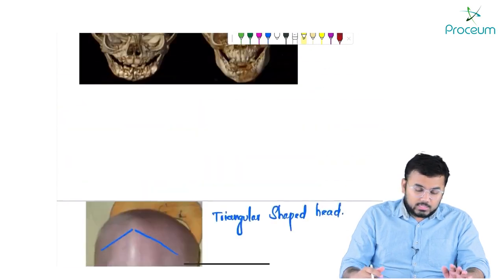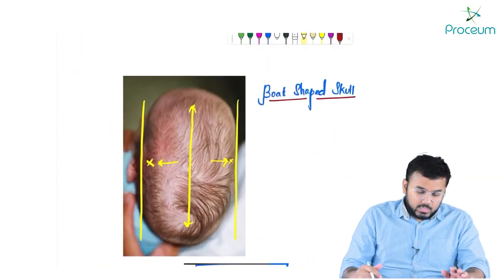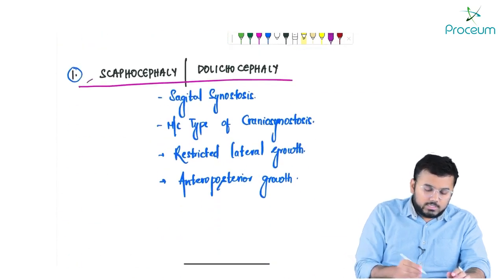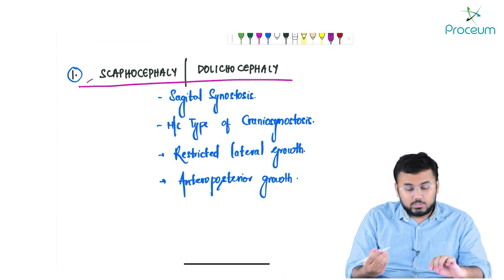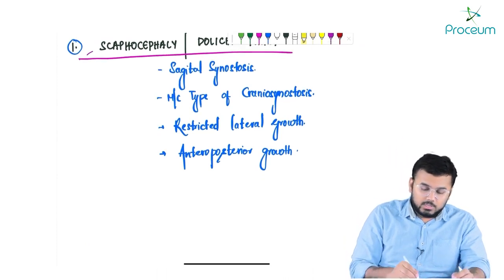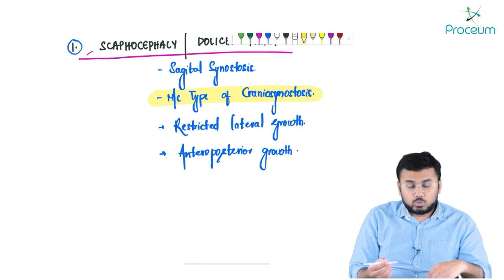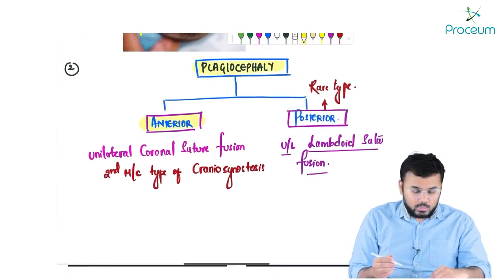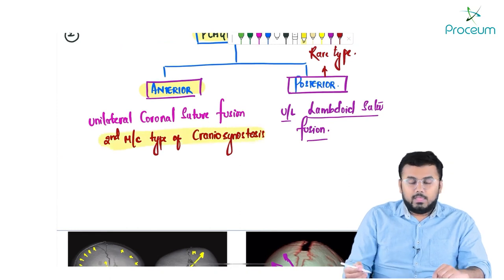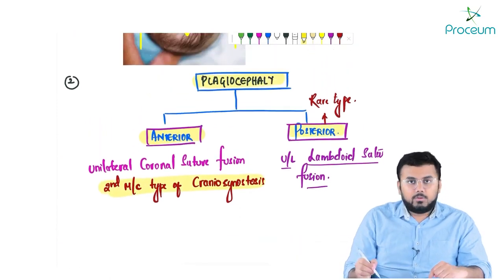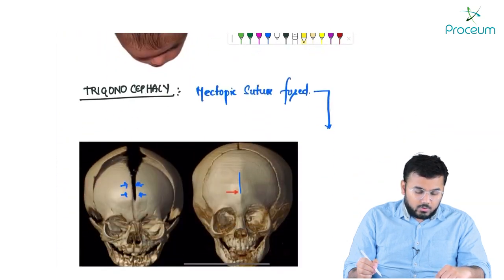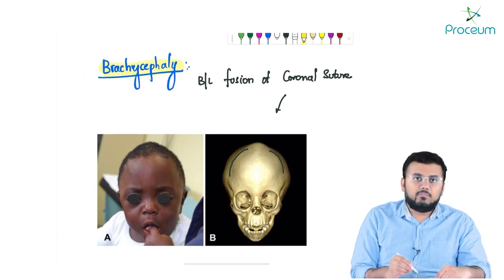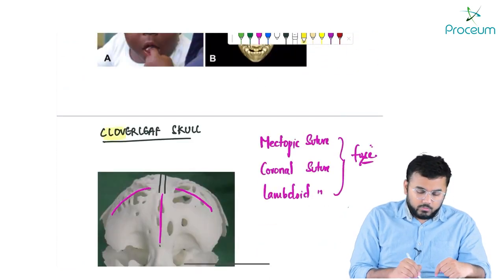Okay, so what are the skulls we just discussed, guys? One is called scaphocephaly or dolichocephaly, which is the most common type, right? Remember this, the most common type. The second most common type is anterior plagiocephaly. The rare type is the posterior one. After that we have trigonocephaly, and then we come across brachycephaly and finally the cloverleaf skull.